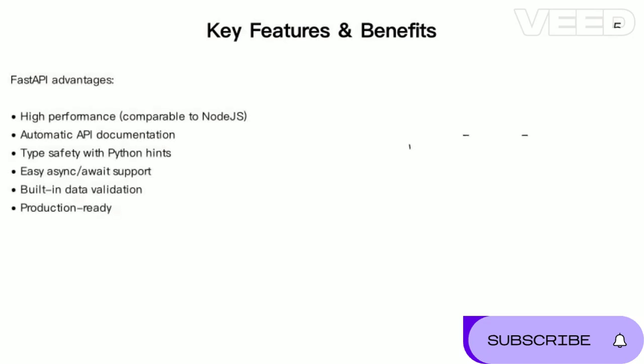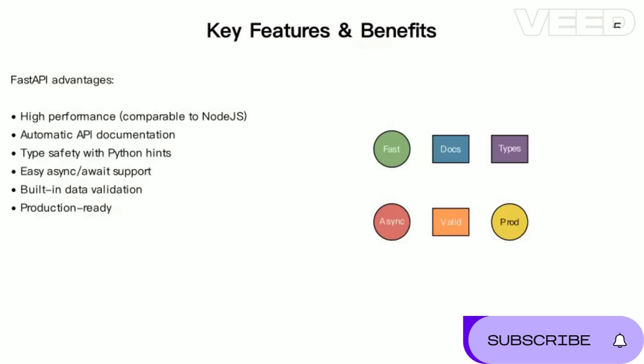FastAPI offers many key benefits that make it an excellent choice for building APIs. It provides high performance comparable to Node.js and Go. It automatically generates interactive API documentation using OpenAPI standards. Type safety is built in through Python type hints. Async and await support makes it perfect for handling concurrent requests. Data validation happens automatically with Pydantic, and it's production-ready with excellent tooling support. FastAPI combines modern Python features with high performance and ease of use.